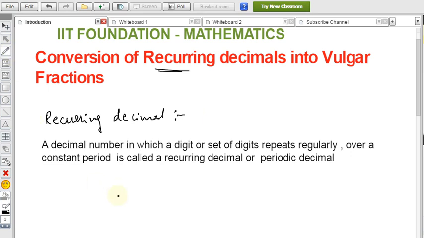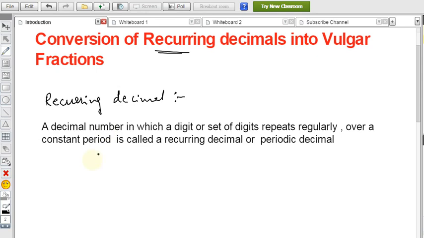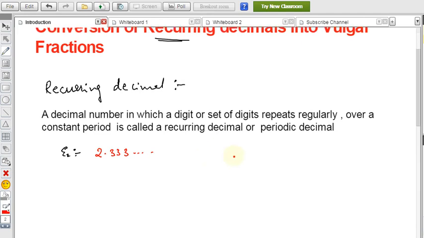A decimal number in which a digit or set of digits repeats regularly. For example, 2.333, it will repeat continuously. If you do a division, you'll find this. I'm taking the example 1 divided by 3. Now 1 I should divide by 3. It is small, so keep 0 and put the point. Then 3, 3 is a 9. Remainder is 1. Again put 0. 3, 3 is a 9. Again the difference is 1. It will keep on continuing. So you can write this as 0.333 and repeat it.